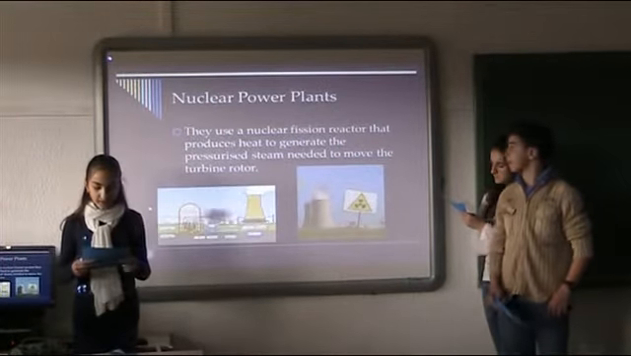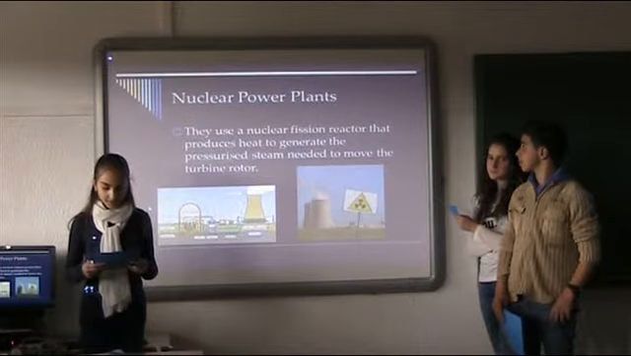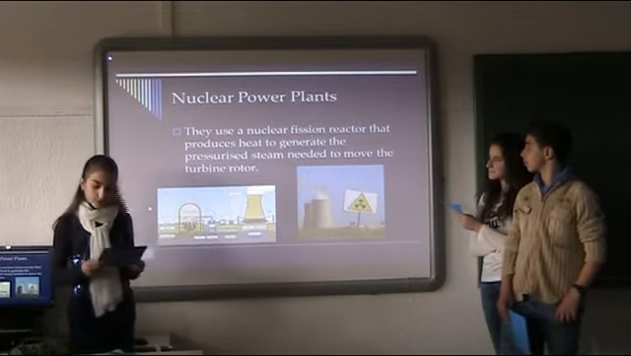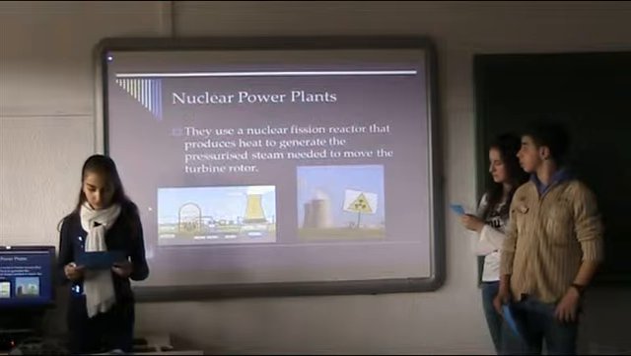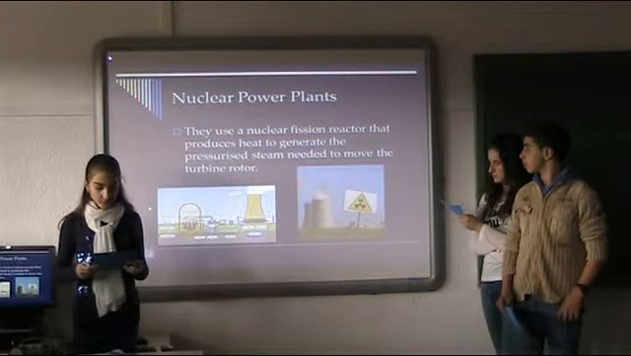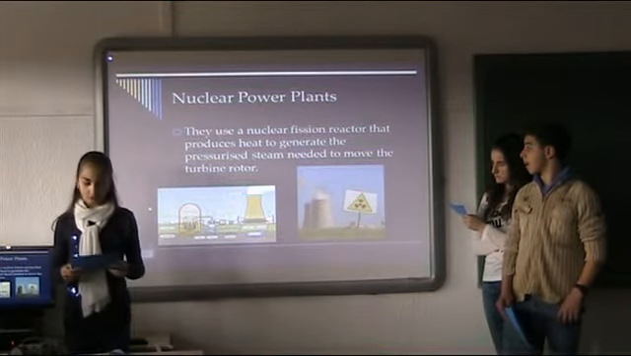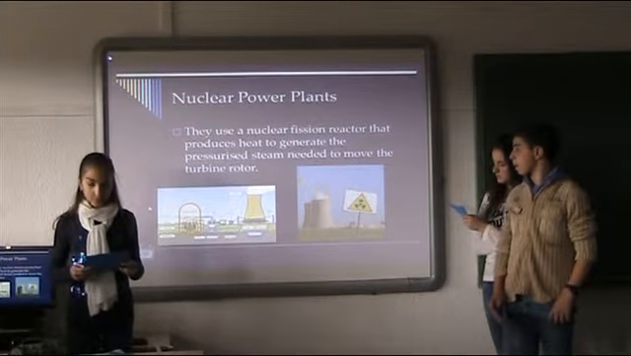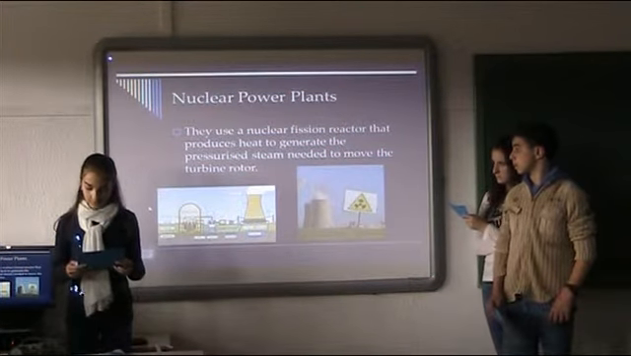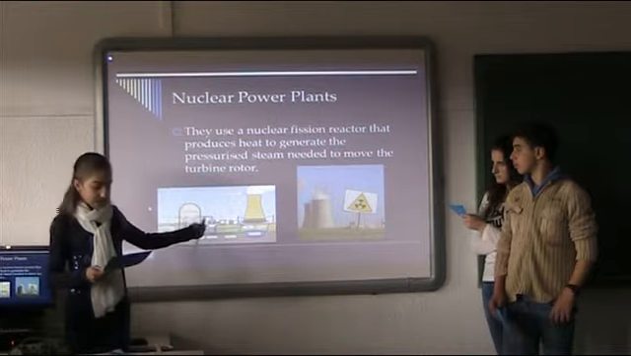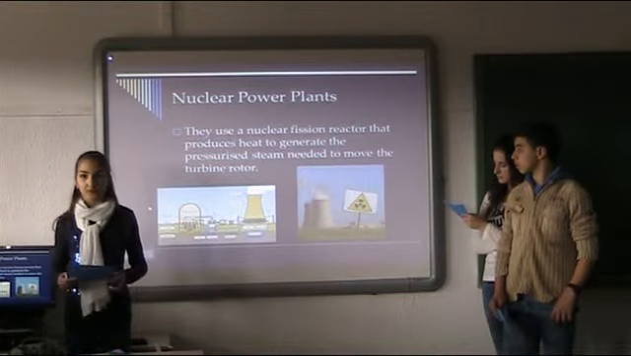The third type is the nuclear power plant. They use a nuclear fission reactor that produces heat to generate the pressurized steam needed to move the turbine rotor. There is a picture of a nuclear power plant, a sign, and a drawing explaining the process to transform the energy.